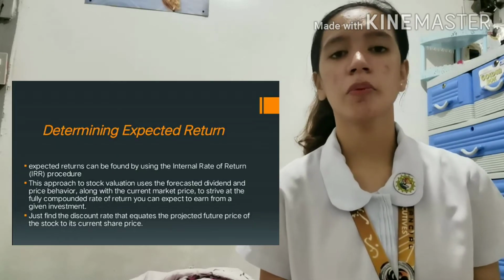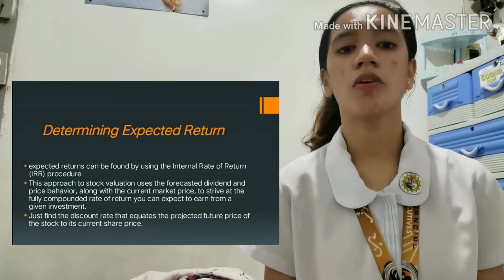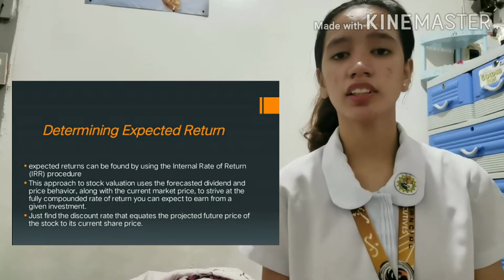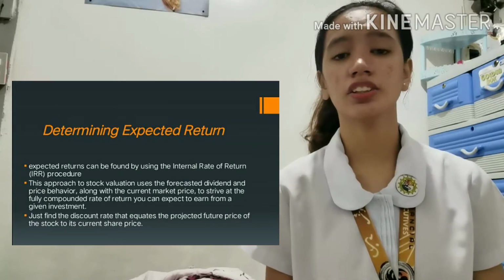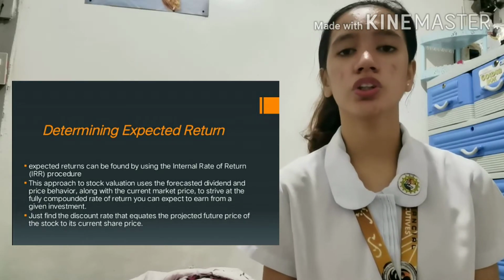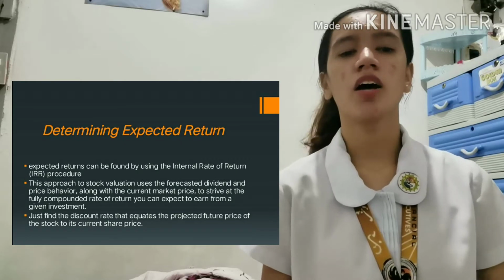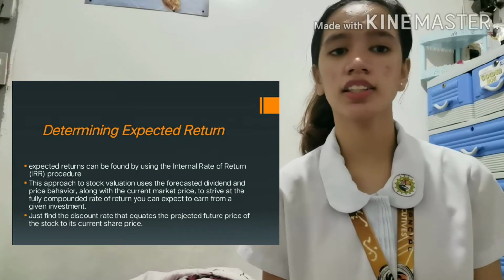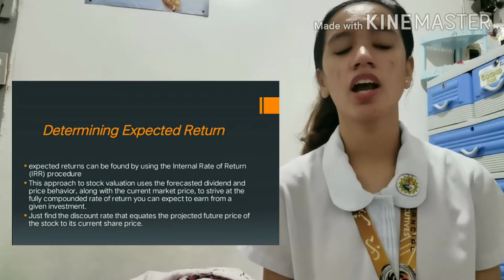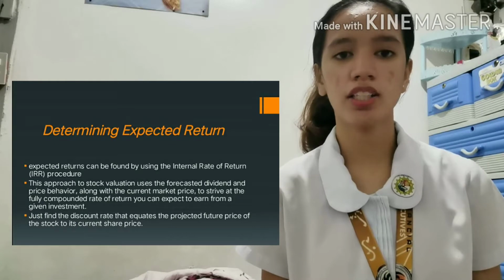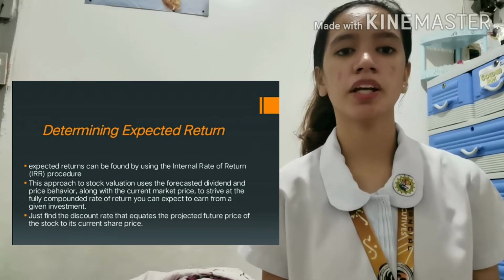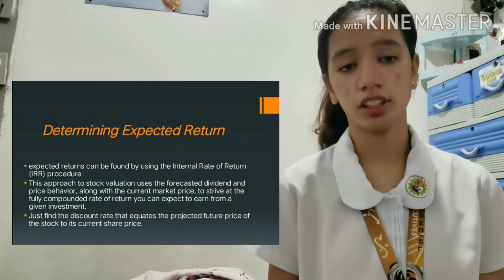Yung first is yung determining expected return. Minsan yung mga investors, they find it more convenient to deal in terms of expected return. Yung expected return can be found using the internal rate of return approach or yung IRR procedure. This approach to stocks valuation uses the forecasted dividend and price behavior, along with the current market price to arrive at the fully compounded rate of return you can expect to earn from a given investment.